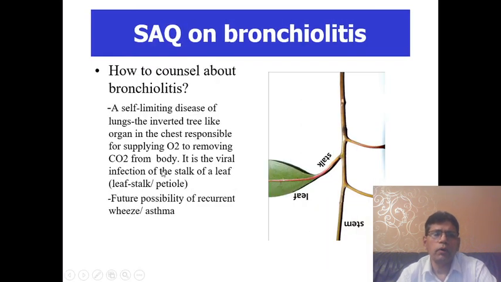Now, how to counsel about bronchiolitis? Bronchiolitis is a self-limiting disease of the lungs, an inverted tree-like organ in the chest responsible for supplying oxygen to and removing carbon dioxide from our body. It is a viral infection of the stalk of a leaf. This is the leaf, the final part of the tree, the alveoli, and this is the stalk. And infection in the leaf is pneumonia, and infection in the stalk, that is by virus, is bronchiolitis. And there is a future possibility of recurrent wheeze or asthma.